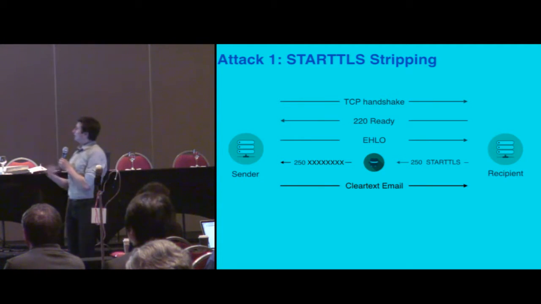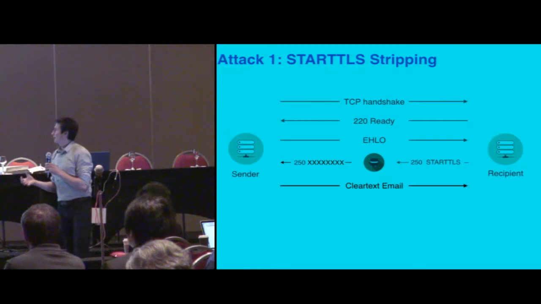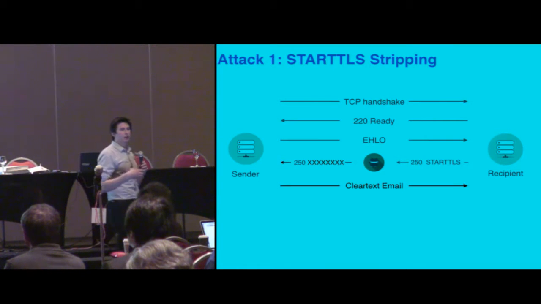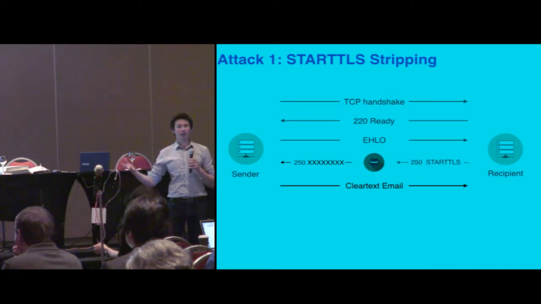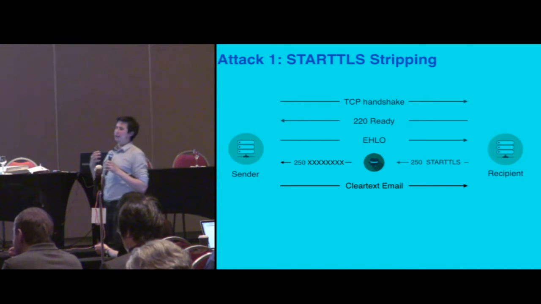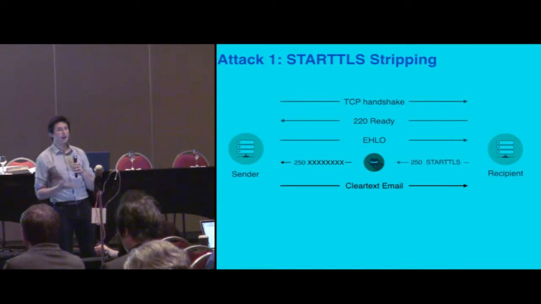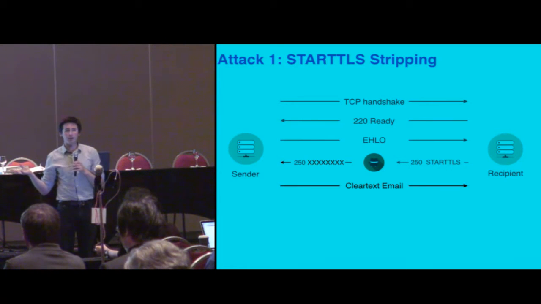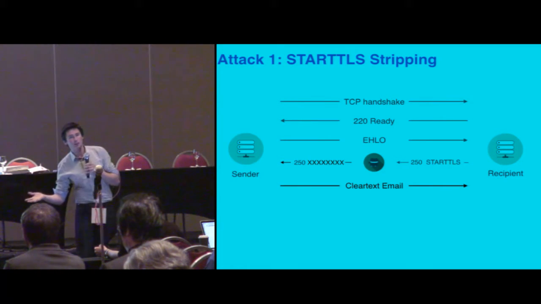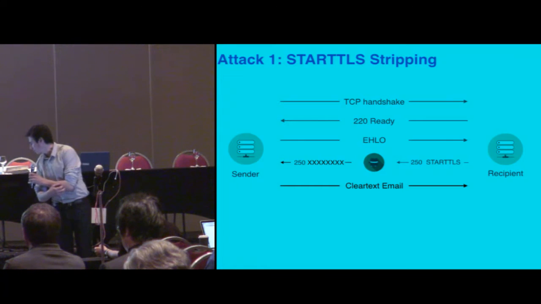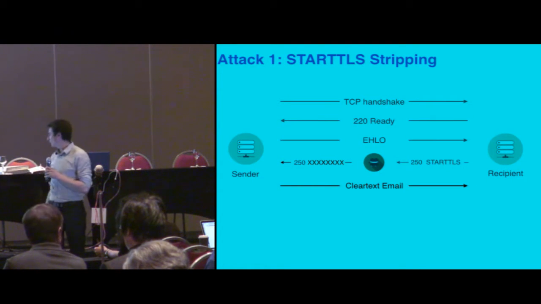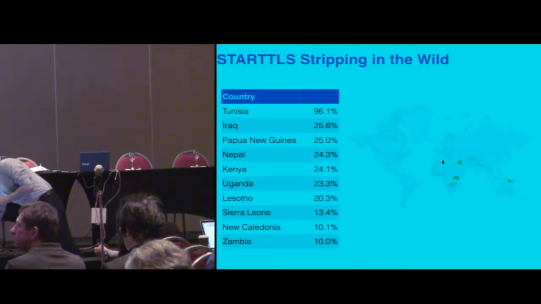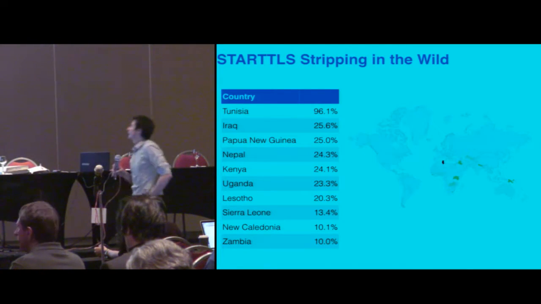An easy way of doing this is to prevent the TLS handshake from ever happening. You could just garble the announcement that says I support STARTTLS and replace it with something else. Or when the client sends a STARTTLS message, you garble the command and the server says, I don't know what command you sent me. And they say, OK, I'll send mail over clear text. So we call this the STARTTLS stripping attack. And it really is this most naive attack. But what we see in the real world is rather surprising.